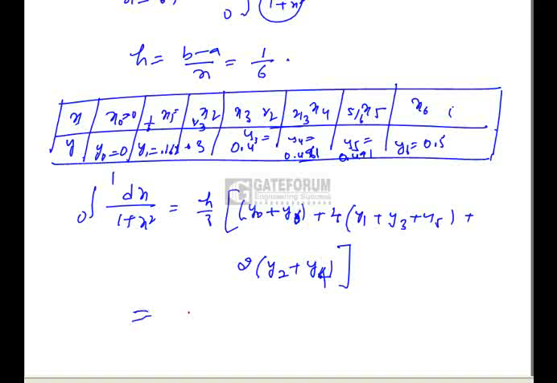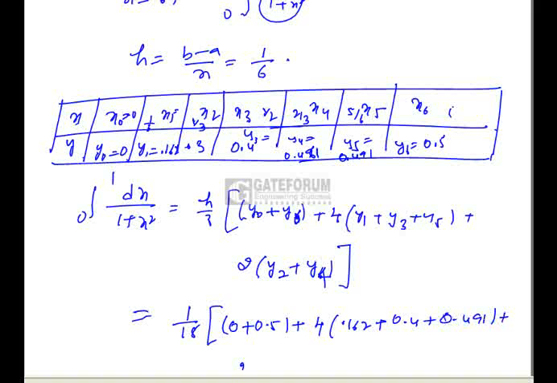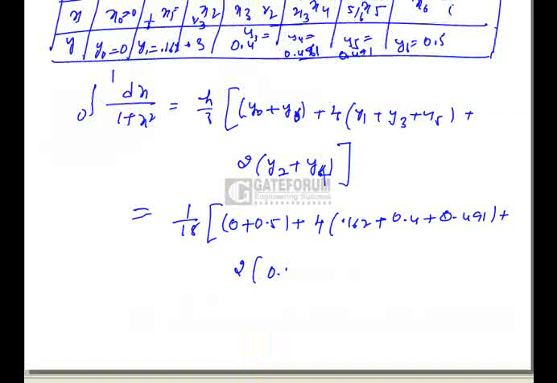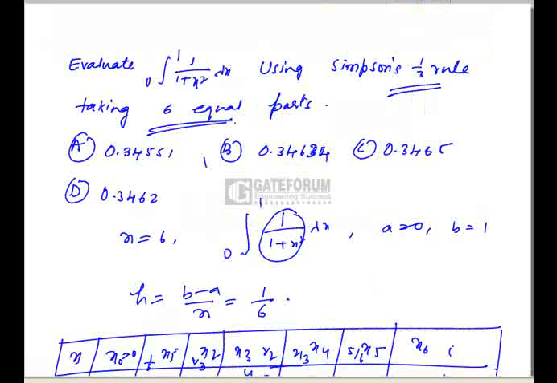So let us substitute the values. h is 1 by 6, and h by 3 is 1 by 18, and y0 plus y6 which is 0 plus 0.5, plus 4 into y1, y1 is 0.162, plus y3, the value of y3 is 0.4, y5 is 0.491, plus 2 times of y2 plus y4 which is nothing but 0.3 plus 0.461. If we simplify, then the value will be 0.34634 which is option B.